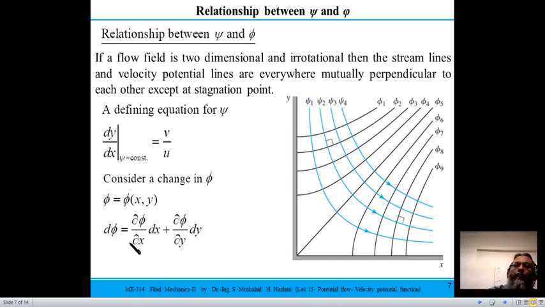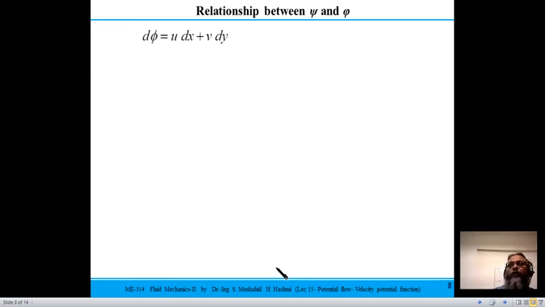What you know from the definition earlier is that dou phi by dou x is nothing but the u component of velocity. Similarly, dou phi by dou y is the v component of the velocity. Earlier we had an expression for the change in the value of the stream function, which represents the volume flow rate. Here we have a change in the value of the velocity potential function, which is this equation. So let's look more closely at this equation.